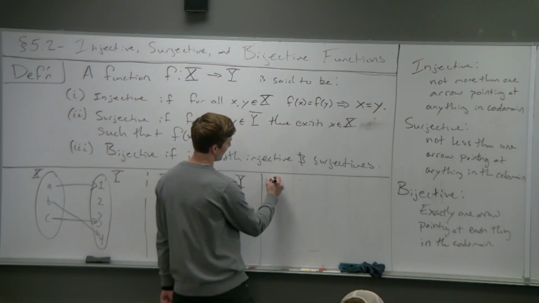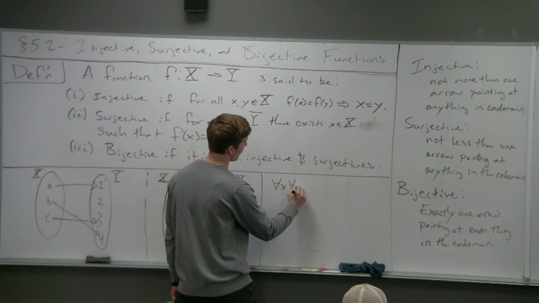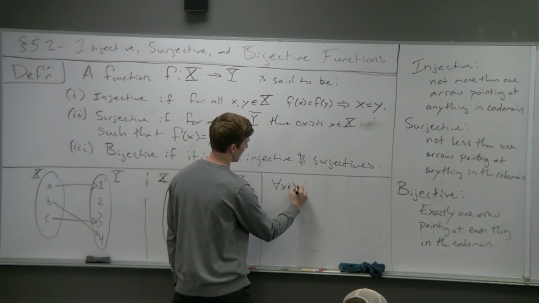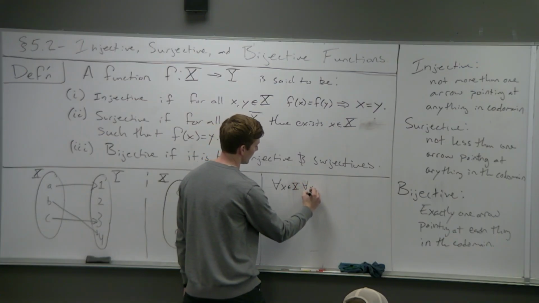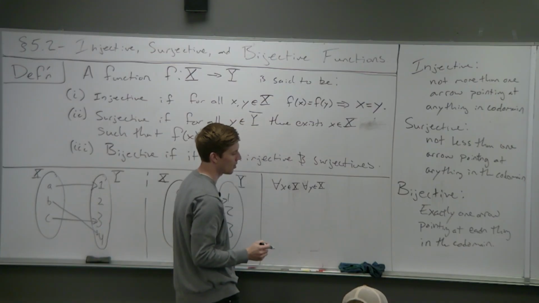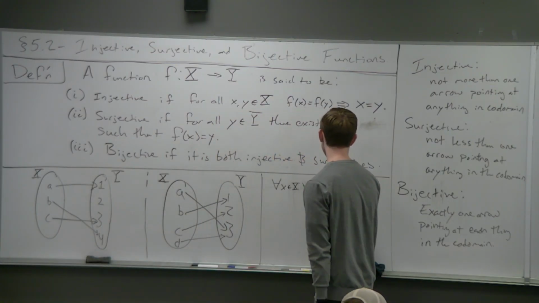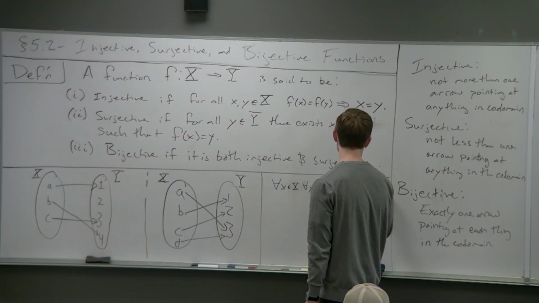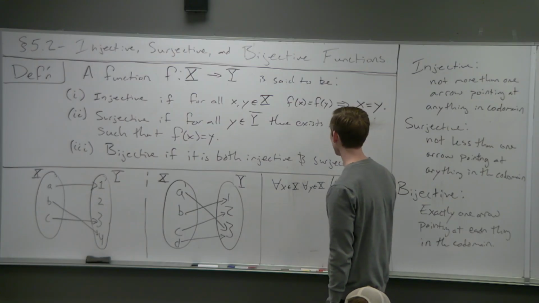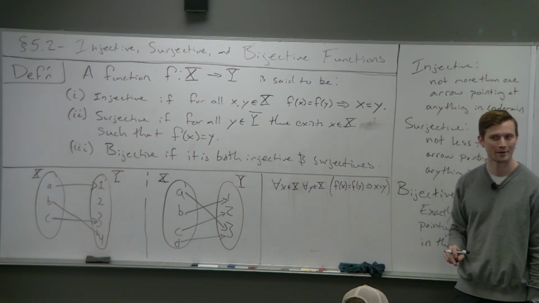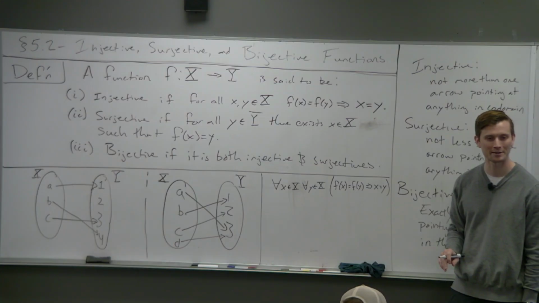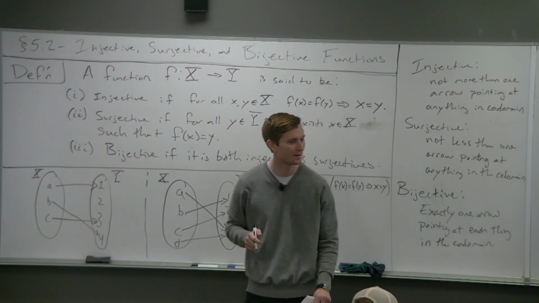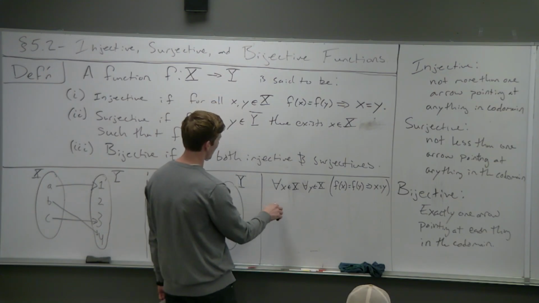So for all x, for all y, and I should maybe be clear here, for all x and all y in X, f of x equals f of y implies x equals y. That's the predicate for injective, this guy right here. And here are the quantifiers that turn it into a proposition. Yeah? Okay, what about for surjective?